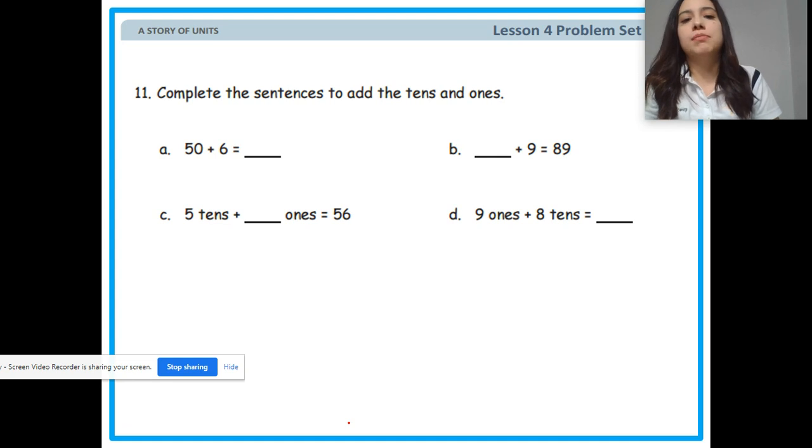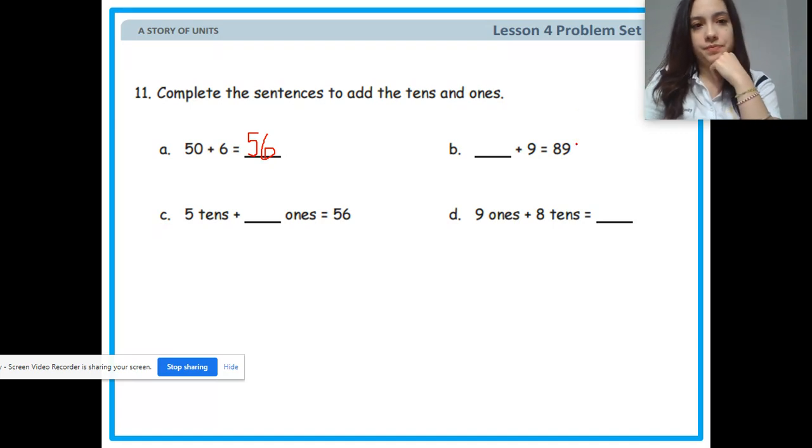Okay, here you're just going to complete the sentences to add the tens and the ones. So in other words, 50 plus 6 equals, get ready? Yes, 56. And you write it. You're going to do the same for all the other ones, boys and girls.